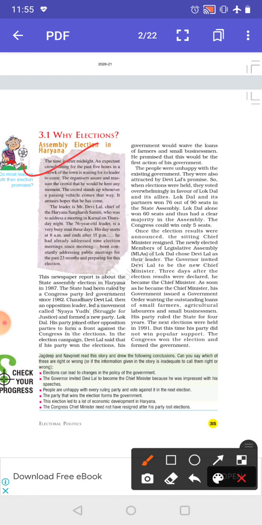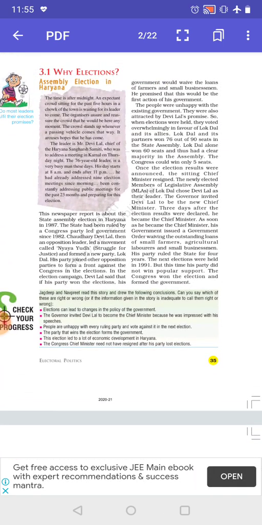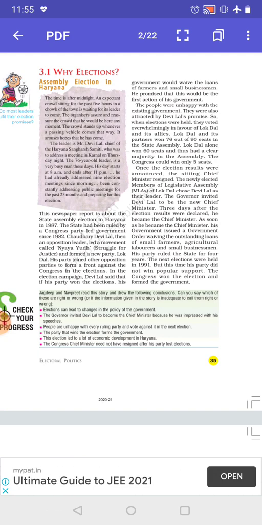But then his party could rule for 4 years only, and the next elections were held in 1991, and this time his party could not win popular support, and the Congress again won the elections and formed the government. So this was just an example to explain briefly how the whole process of election campaigning and elections occurs, and how an election can change the government.